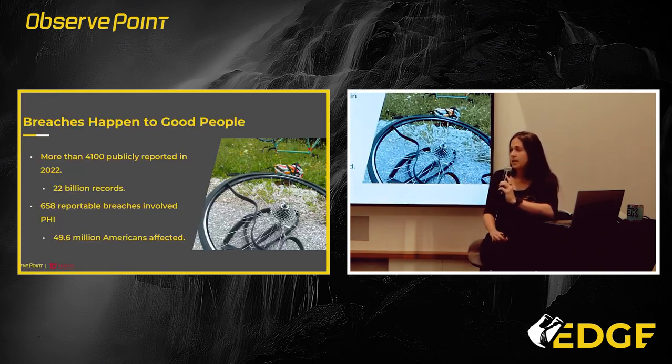Breaches happen, and I think we have probably all experienced a breach, either through a notification that your information has been accessed, or if you're already running a privacy program. Breaches happen to good people, they happen to bad people, they just happen to people. Last year, over 22 billion records were inappropriately accessed in the United States. And like Abby said, I operate in the healthcare sphere, so I'm going to be talking a lot about protected health information, which is why I included this information about reportable breaches that involved PHI. It's almost 50 million Americans' protected health information that was inappropriately accessed or disclosed last year alone.